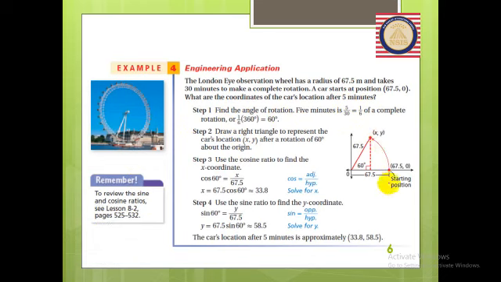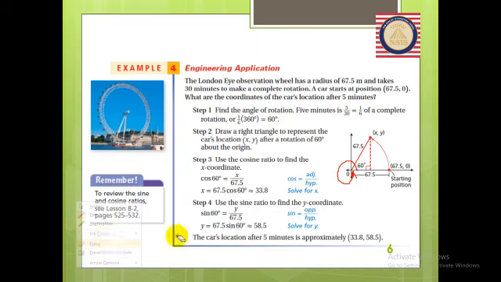We know that the circle is 360 degrees. Starting from here, then returning back, it's 360 degrees. So I want 360 degrees divided by 6. It will give you 60. Very good.